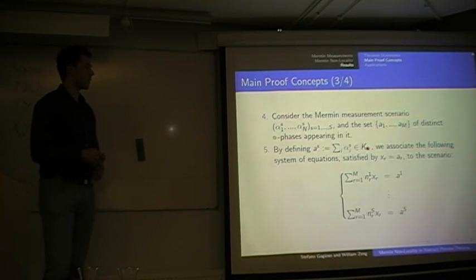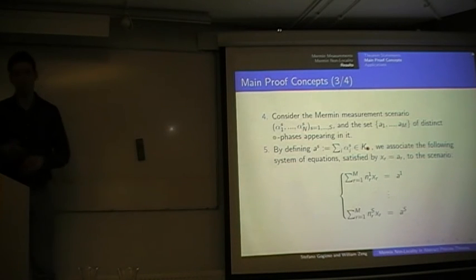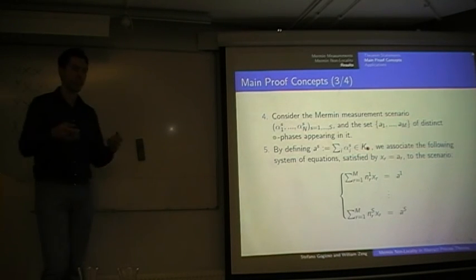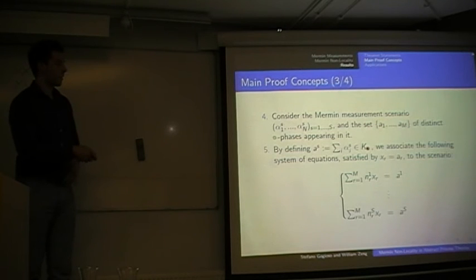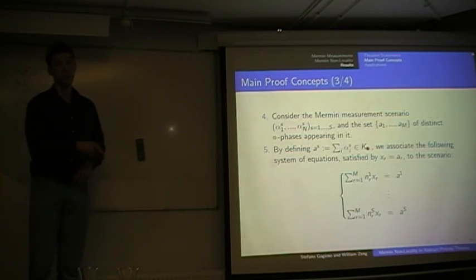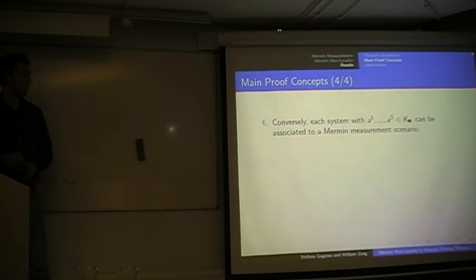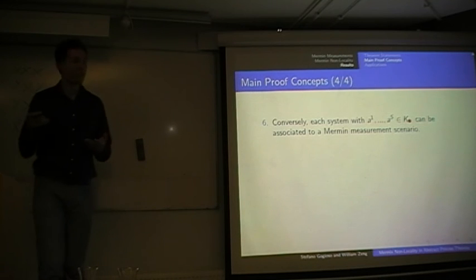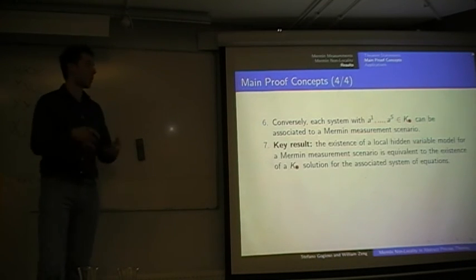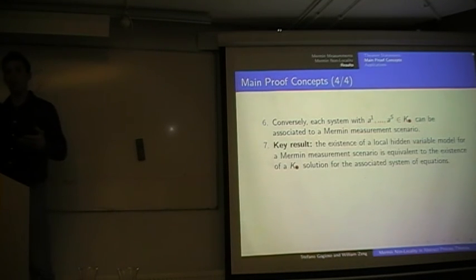One of the key things that goes into the proof of the actual locality and non-locality relation is that this A that comes out at the end needs to be a classical point. So that's one of the key requirements. Great, and the other way around is really nice, which is that every time we make one of those sets of equations, we can also associate it to a Mermin measurement scenario.